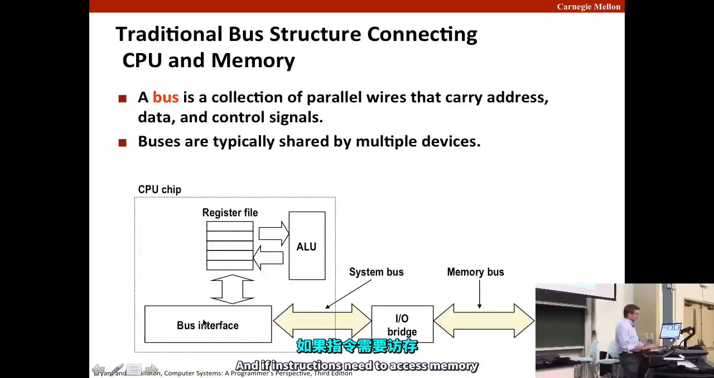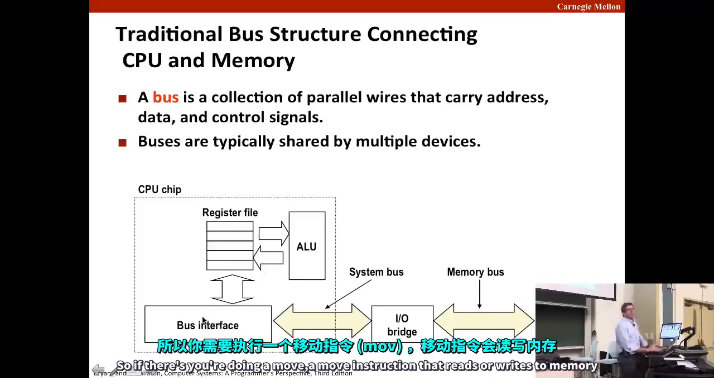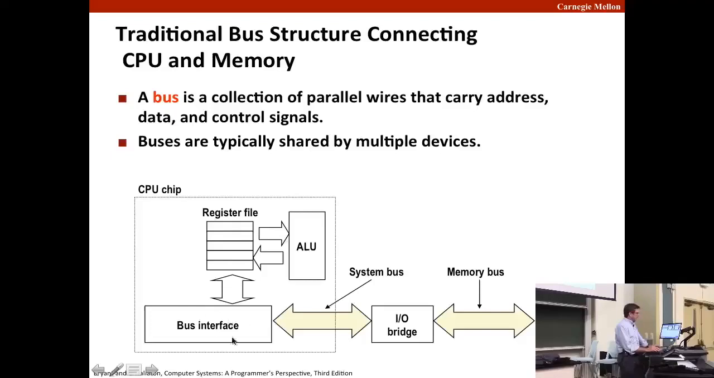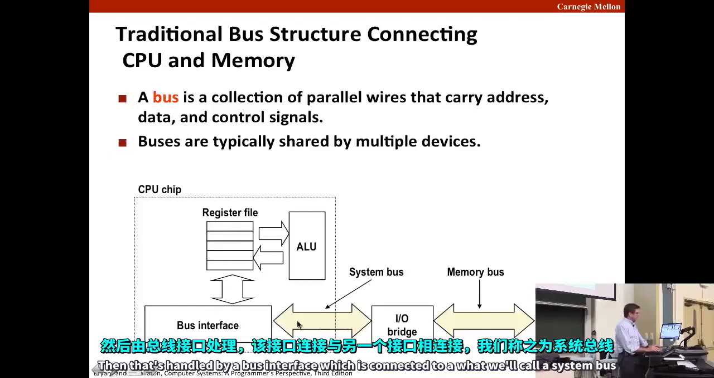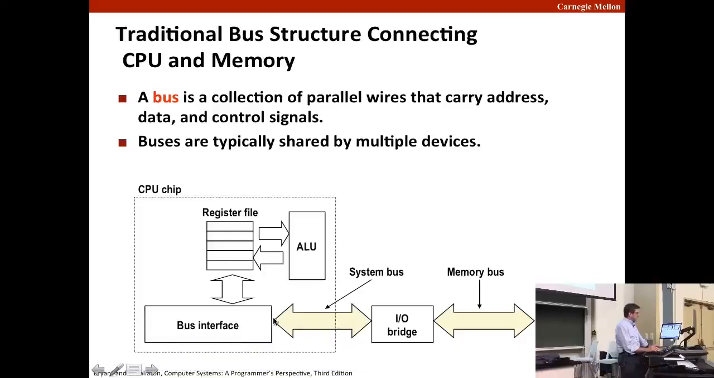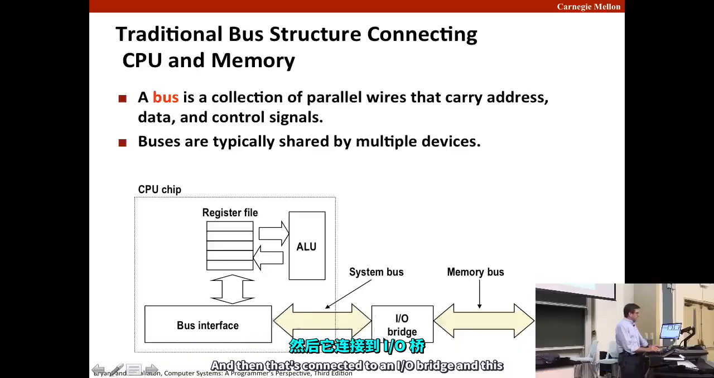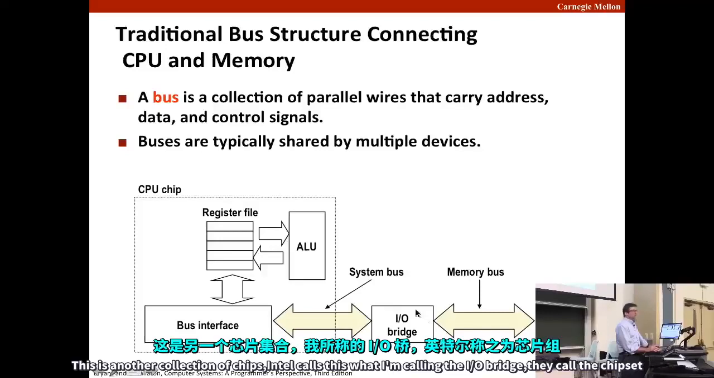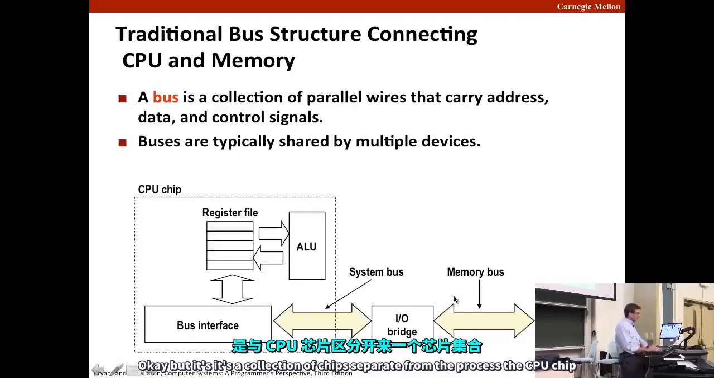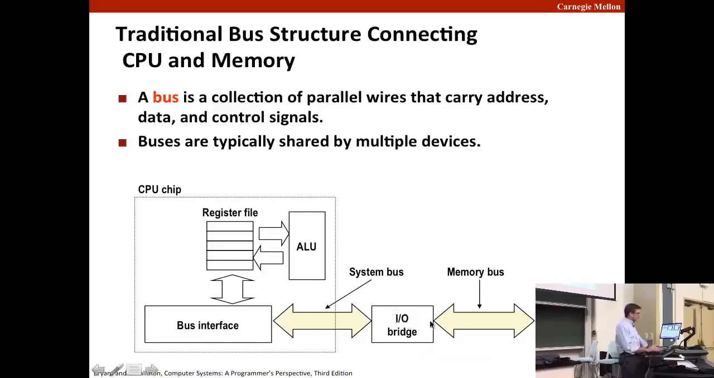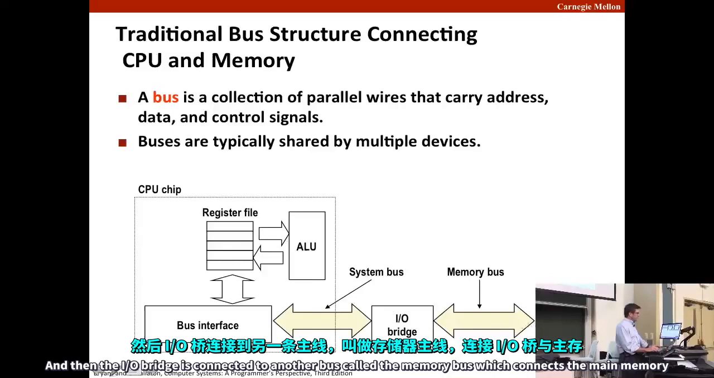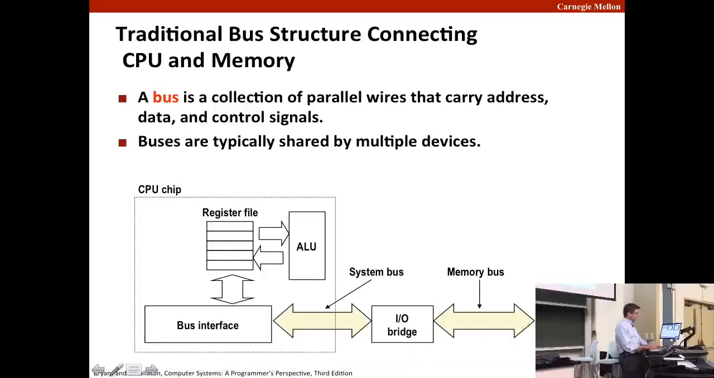And if instructions need to access memory, so if you're doing a move instruction that reads or writes to memory, then that's handled by a bus interface, which is connected to what we'll call a system bus. And then that's connected to an I/O bridge. And this is another collection of chips. Intel calls this, what I'm calling the I/O bridge, they call the chipset. Okay, but it's a collection of chips separate from the CPU chip. And then the I/O bridge is connected to another bus called the memory bus, which connects to main memory.